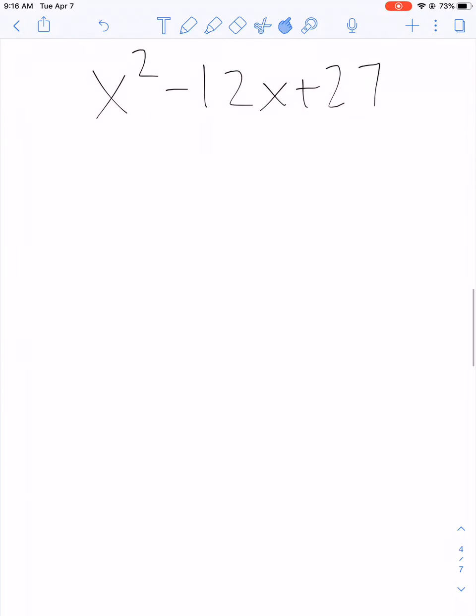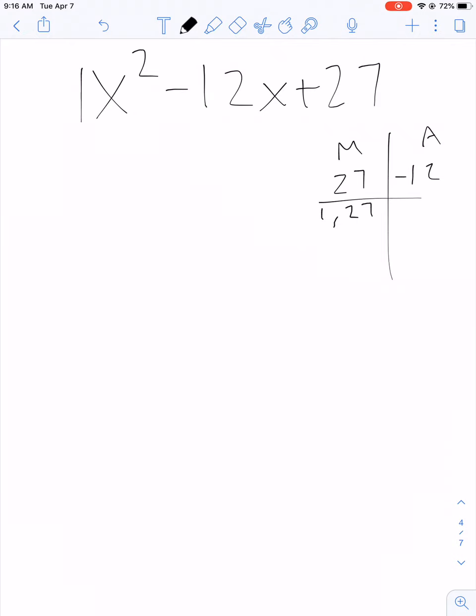Alright, let's look at another one of those. Remember, Ma chart. 1 times 27. 27. Your A is always the middle. See, 27. 1 times 27. 3 times 9. But also, -1, -27, -3, -9. Add those together. 28, 12, -28, -12.